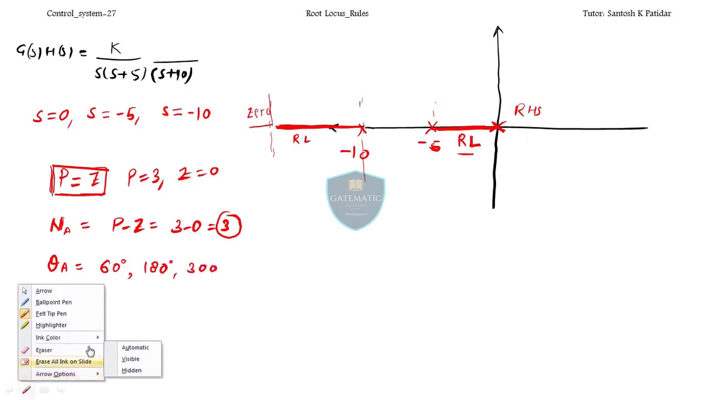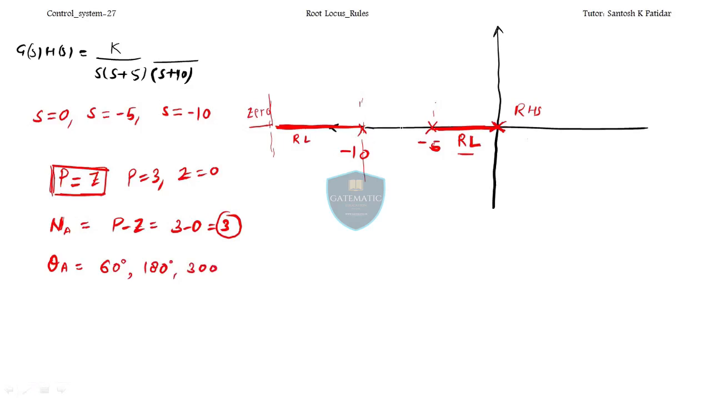Let me draw the asymptotic lines over here. But from where will I start the asymptotic lines? I need the centroid, or not? Can I take it over here? Can I take it over here? Anywhere I can take on the real axis, but for that I need the centroid. We have found the centroid for this particular question, and that is -5. It means your asymptotes will start from -5.